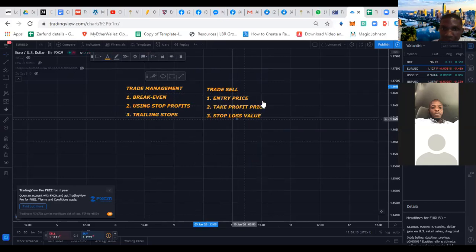Now, if you are entering trades by market execution, which means instantly taking the trade, the entry price is fixed at the time that you take the trade. So you don't have to fix the price yourself. Once you click on buy or sell, the price is automatically set at that time. Then you have a take profit price and a stop loss price.